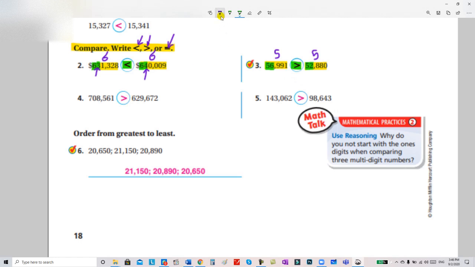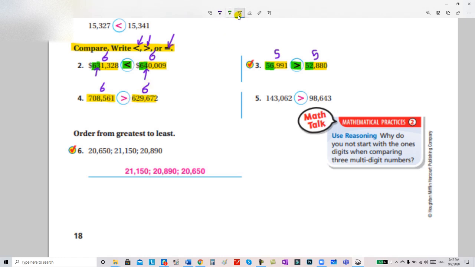Okay, the next one, number 4. Let's move to number 4. We want to compare between these two numbers. The first step, count the digits in each number. 1, 2, 3, 4, 5, 6. So it will be 6 digits. And we have here 1, 2, 3, 4, 5, 6 as well. So write 6 above it.